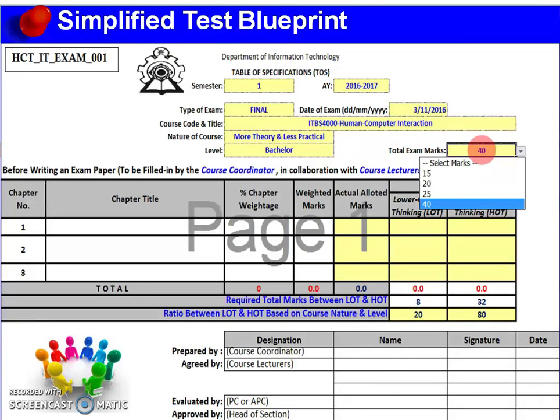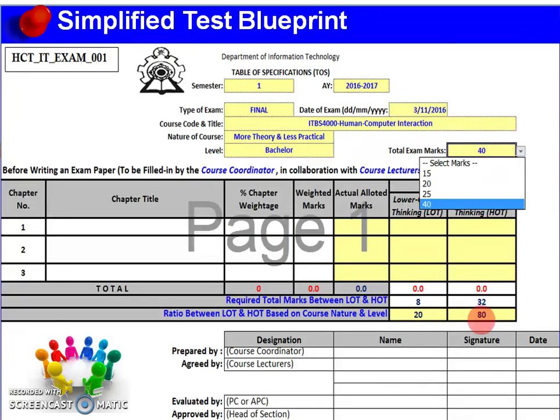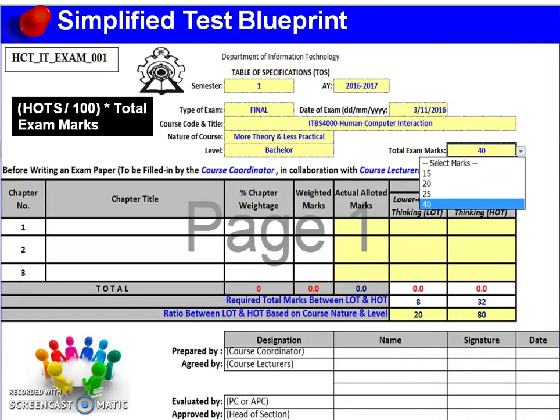For a 40-item test of a 20% LOTS, it gives 8 required total marks. This value was derived using the formula shown on the screen. On the other hand, with 80% HOTS, it yields 32 required total marks. This value was derived from the formula shown on the screen.